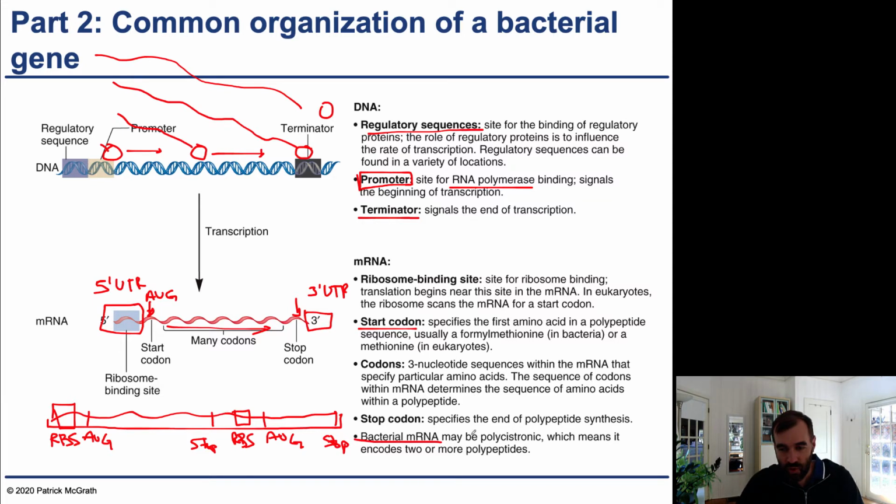So bacterial mRNA is often polycistronic, which means that the mRNA it produces is not just a single gene, but actually contains multiple genes. The reason that's possible is that transcription is essentially independent of translation. The signals for the start and end of transcription are completely different from the signals for the start and end of translation.